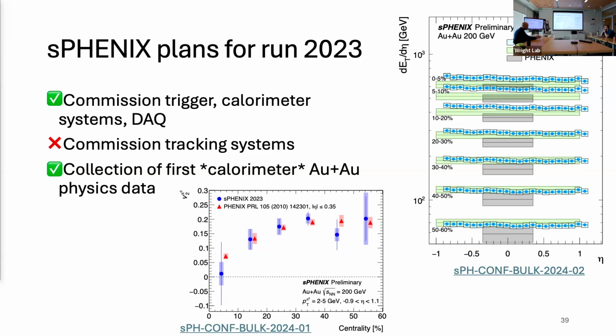Yeah, the sPHENIX beam pipe is also very slightly tilted, which we don't think is a problem, but could potentially be contributing to the background as well. So which way?